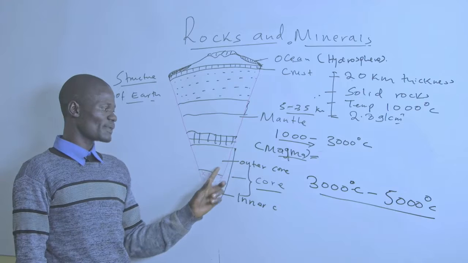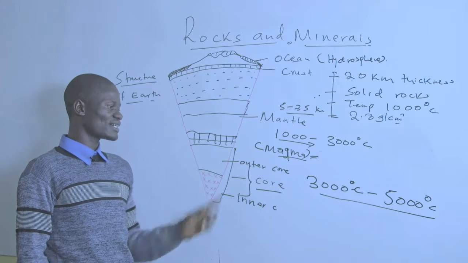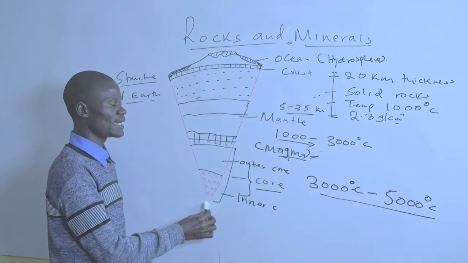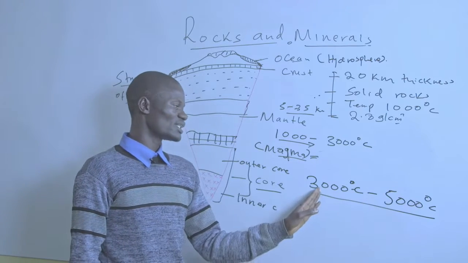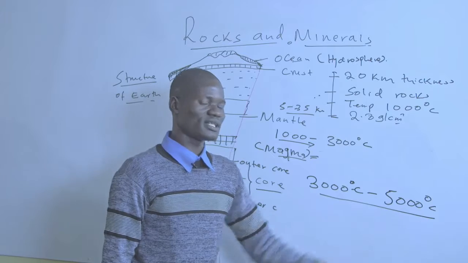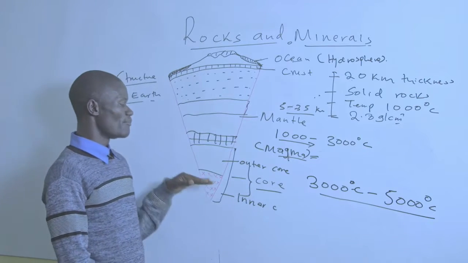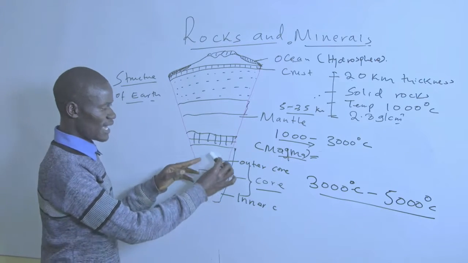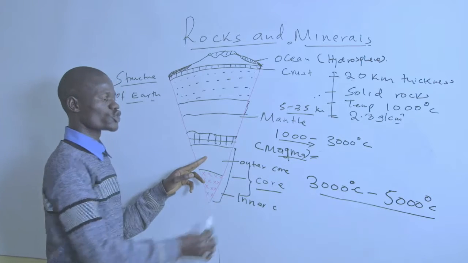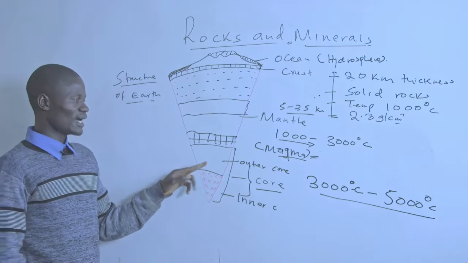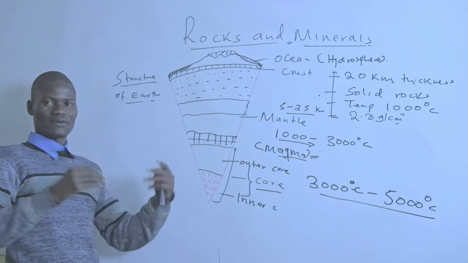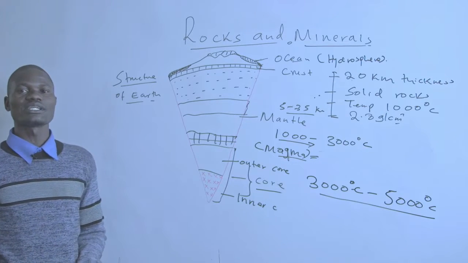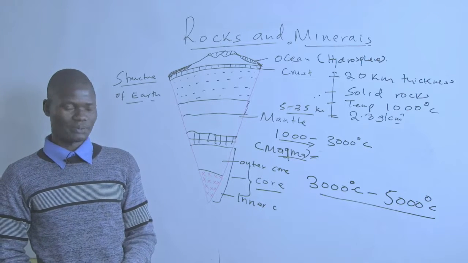Now, because the temperatures slightly increase as you go deeper into the core, the temperature ranges between 3,000 and 5,000 degrees Celsius, making the outer core more fluid. That is where most of the rocks can easily flow, especially during a volcanic eruption.